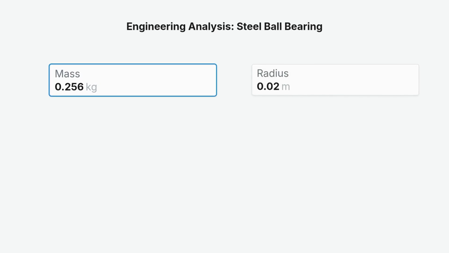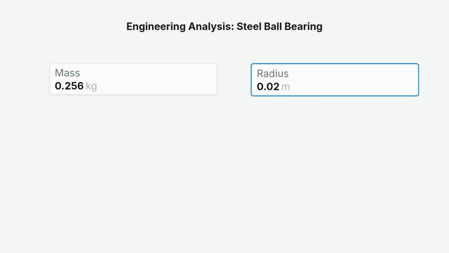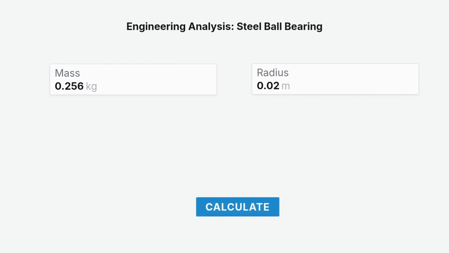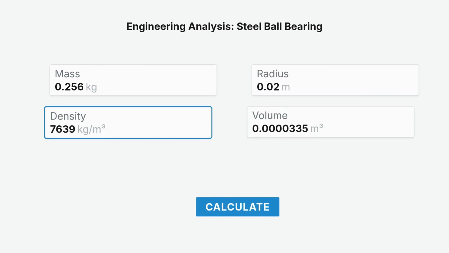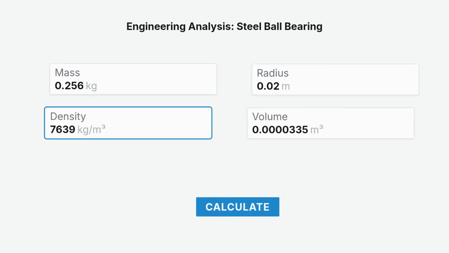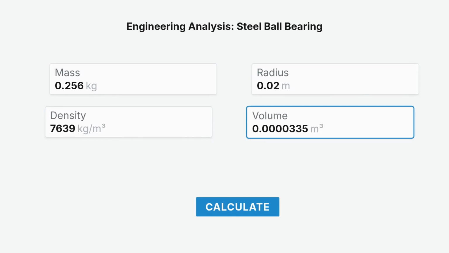Let's work through a practical example. Imagine we're analyzing a steel ball bearing. We'll enter a mass of 0.256 kilograms and a radius of 0.02 meters. After clicking Calculate, the results instantly appear. Our density is 7,639 kilograms per cubic meter, confirming this is indeed steel.